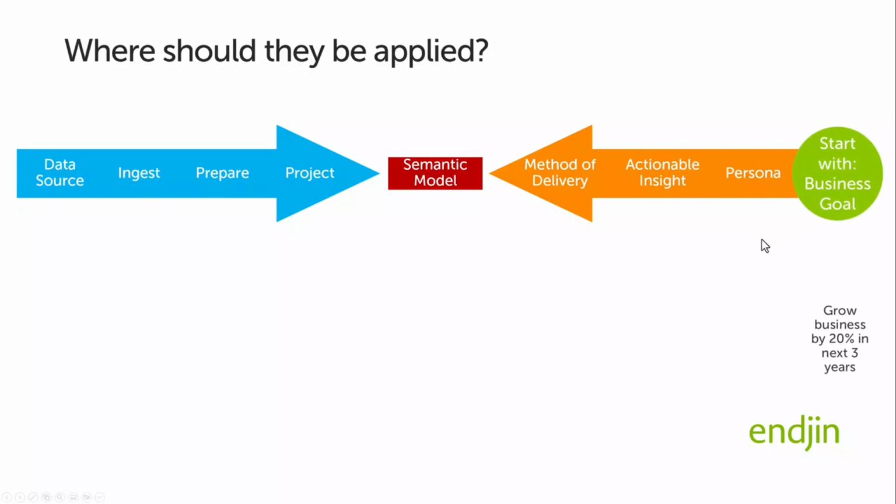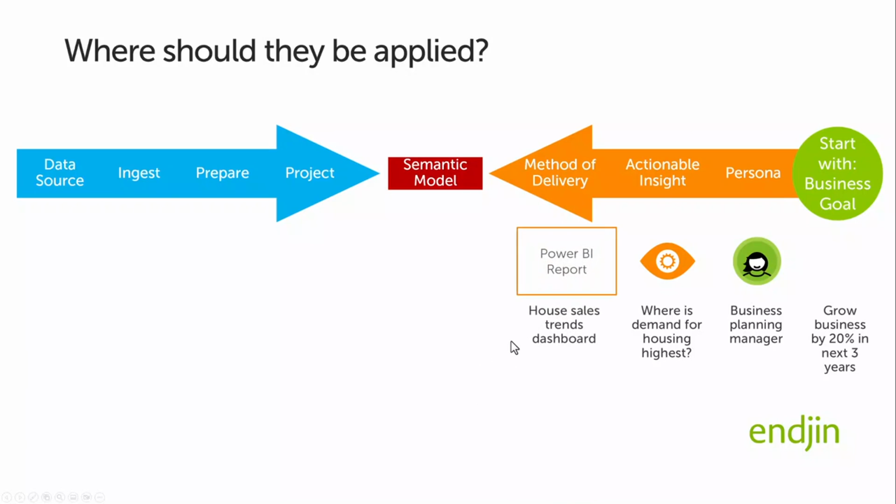Once you understand those goals, you can identify the people within the organization that have a role to play in delivering the goal, and you can interview them to identify the data-driven, actionable insights that would empower them to deliver that goal more effectively. You can then determine the best method of delivery for that actionable insight. So this could be a data API or an alert, or in this case, a Power BI report.